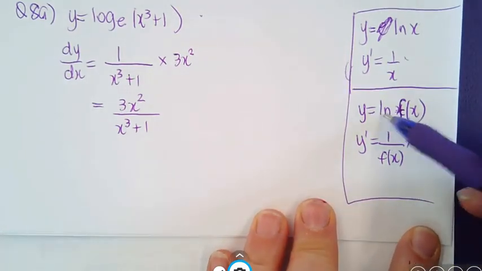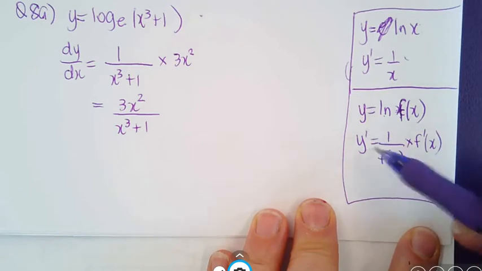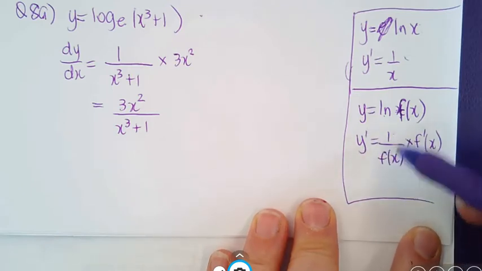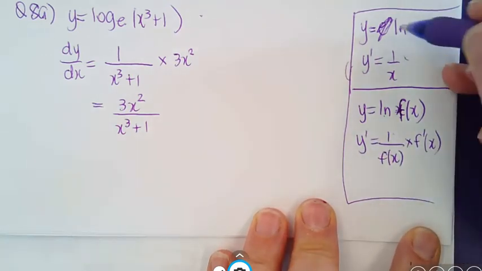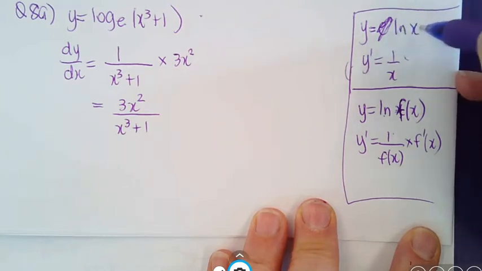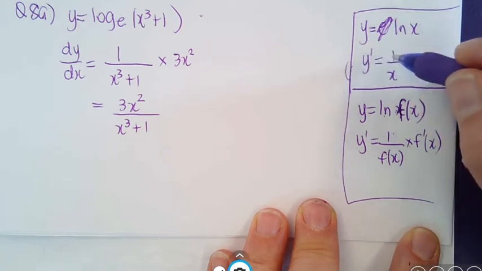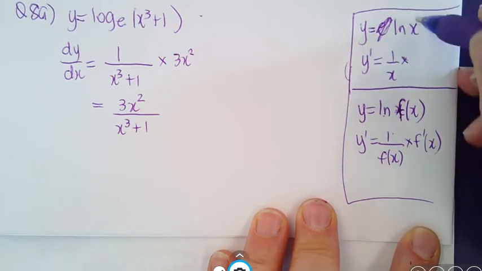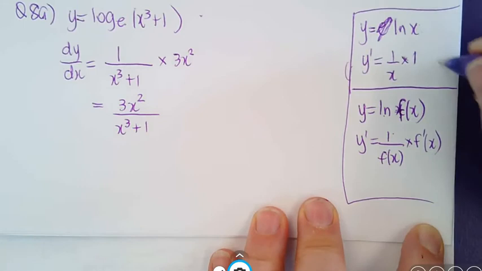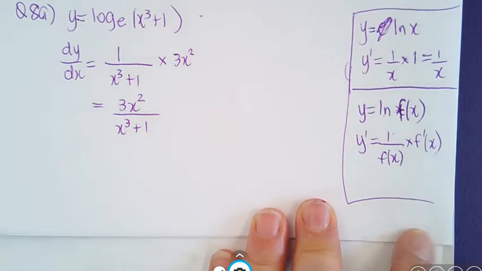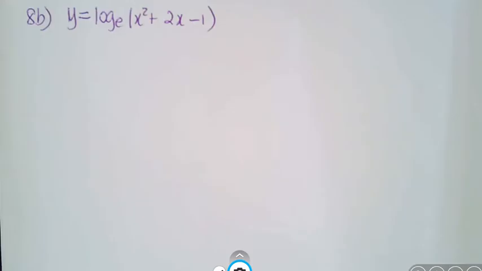This is the rule you get on your formula sheet. If y equals ln function of x, then dy dx or y dash is 1 on the function of x times the derivative. This actually follows that rule because if y equals ln x, you get the derivative is 1 on x times the derivative of x, which is 1, which is just the same rule, which is 1 on x. Okay?